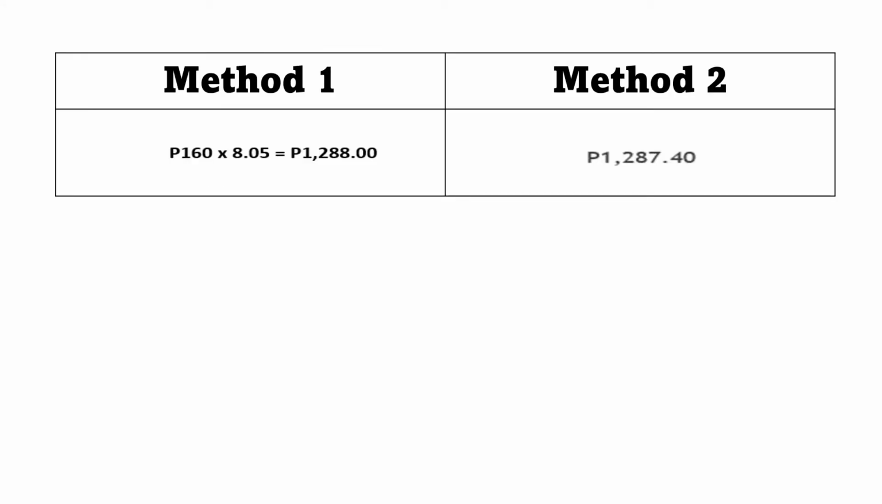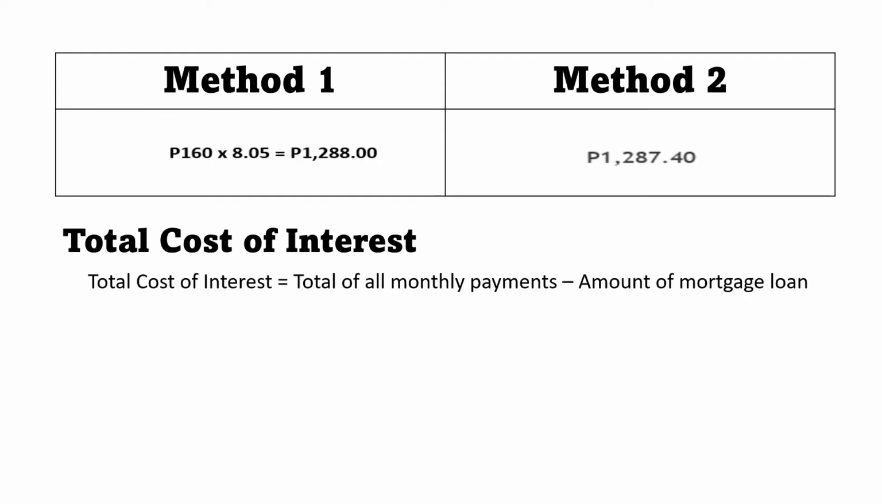For method 1, Sarah Wilson will have to pay 1,288 pesos monthly, while in method 2, she has to pay 1,287 pesos and 40 centavos. Let us now compute the total cost of interest. Total cost of interest can be computed by using this formula: total of all monthly payments less amount of mortgage loan.